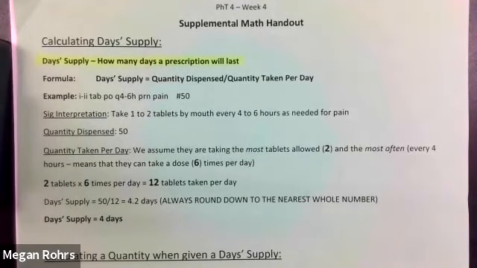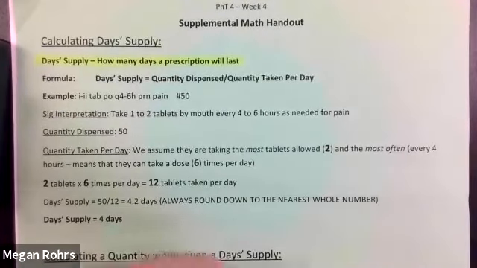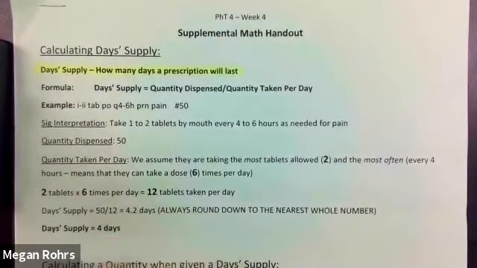So the first major concept we're going to cover is what we call day supply. Day supply is how many days a prescription will last. This is important for every prescription we fill in the pharmacy because we're going to have to submit this information to the insurance company. The insurance company will want to know how long a prescription is supposed to last because that's going to determine when it can be refilled next.